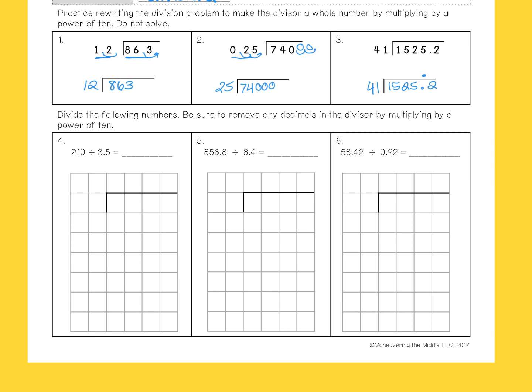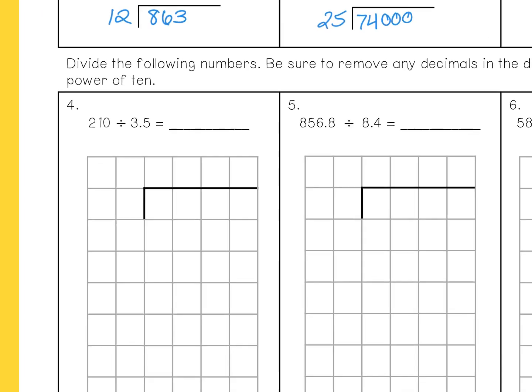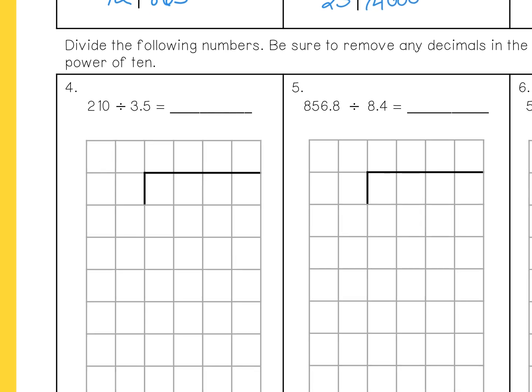Okay, so if I have 210 divided by 3.5, 210 is going to be my dividend. If it's the first number in my problem, it's going to go inside of my division box. That's my dividend, because we're saying that 210 is going to be divided by 3.5, which is my divisor.